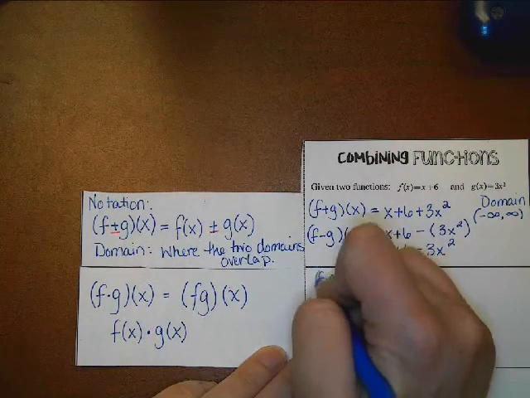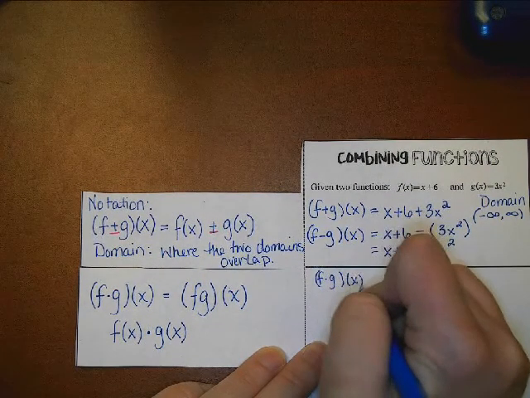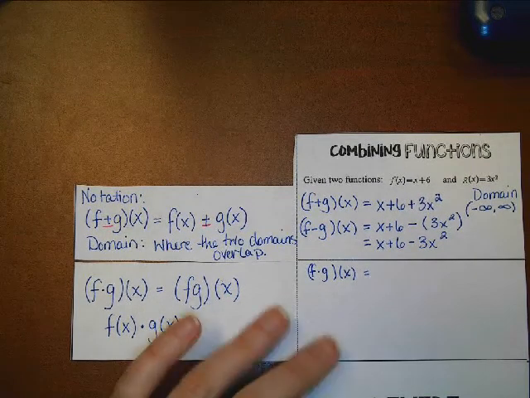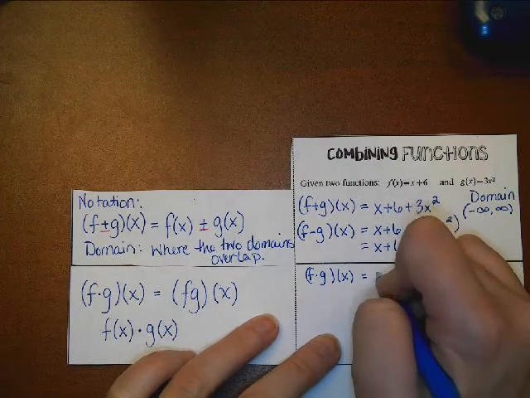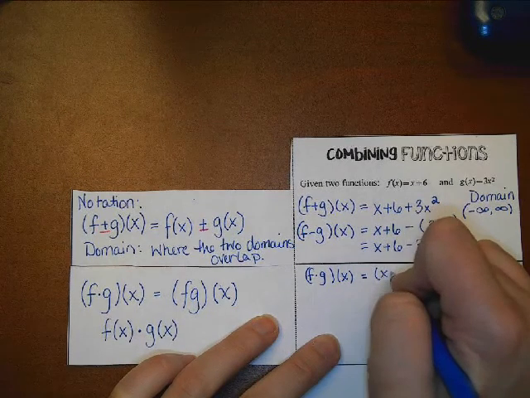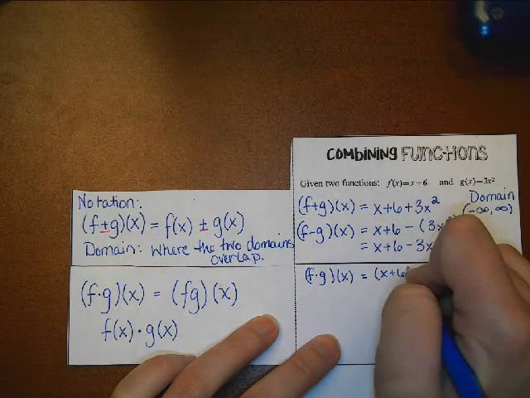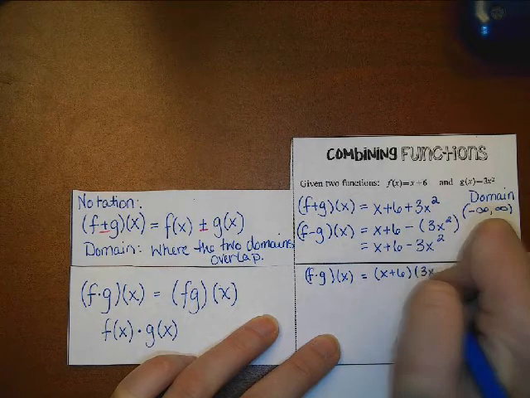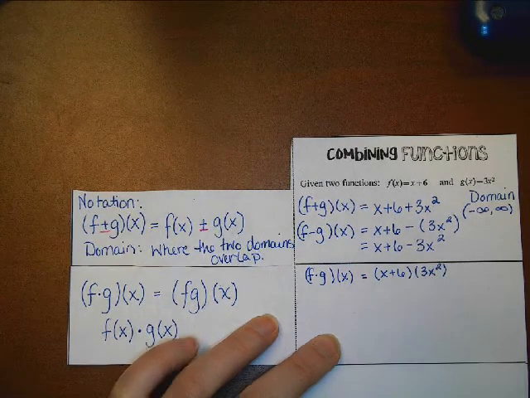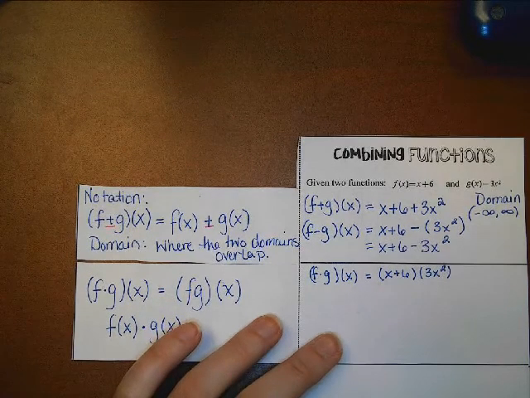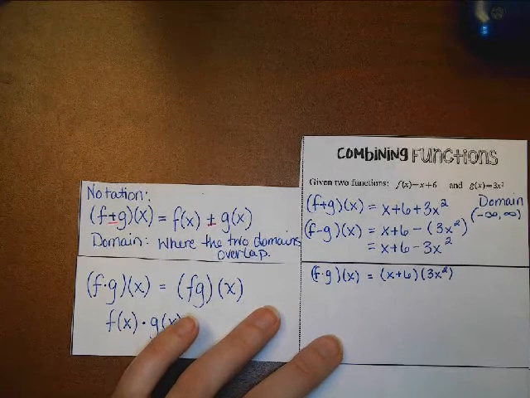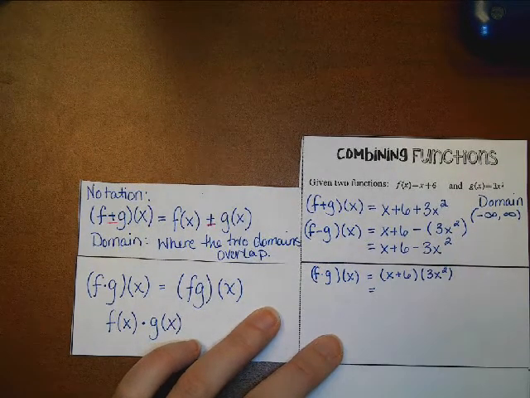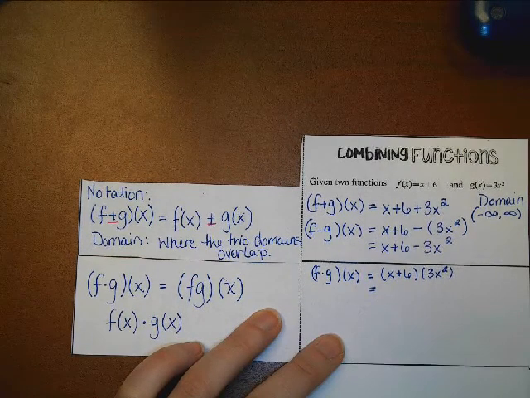All right, so for example, what is f times g of x? Yeah, so make sure to put it in parentheses because we're going to have to use the distributive property. Does that make sense to everyone? Okay. So that is then what?